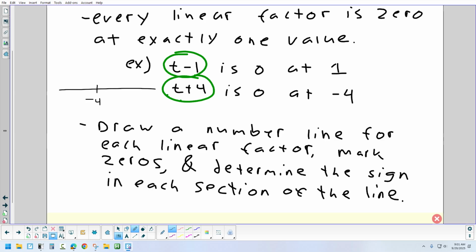Numbers in the right section are going to give you a positive result. Like if you plug in a number like -1, okay? Plug that in for t, that's a positive result. If you plug in numbers in this section over here, that's going to give you a negative result. So this whole method depends on being able to factor the problem. If you can't factor it, then this whole method's not going to work.